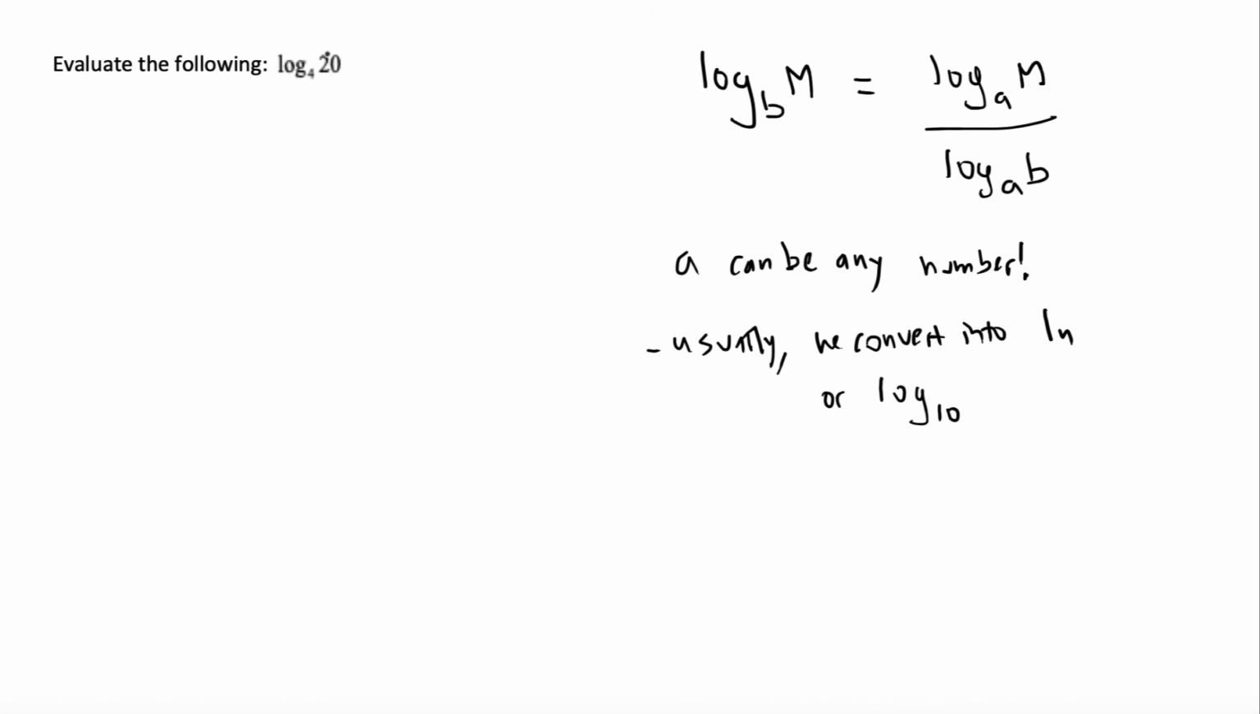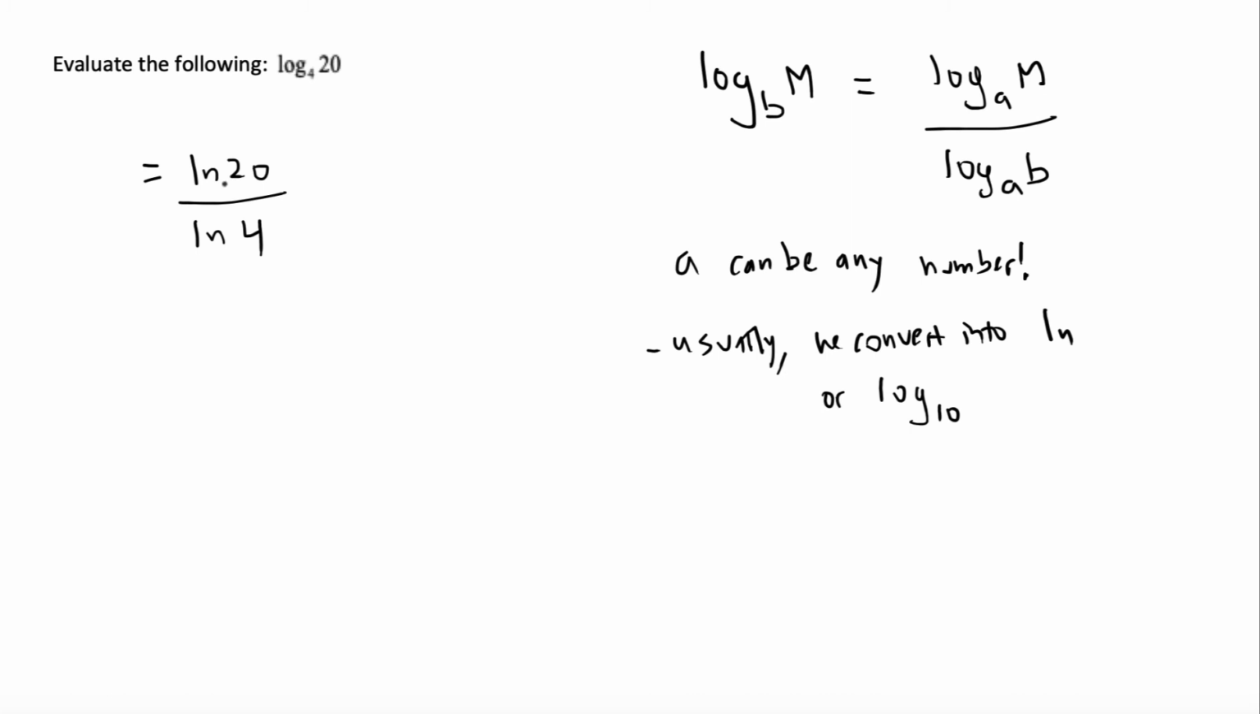Log base 4 of 20. Essentially you can look at it as b is 4 and m is 20. So let's convert this into the natural log. What is the correct format here? The natural log of 20 over the natural log of 4.